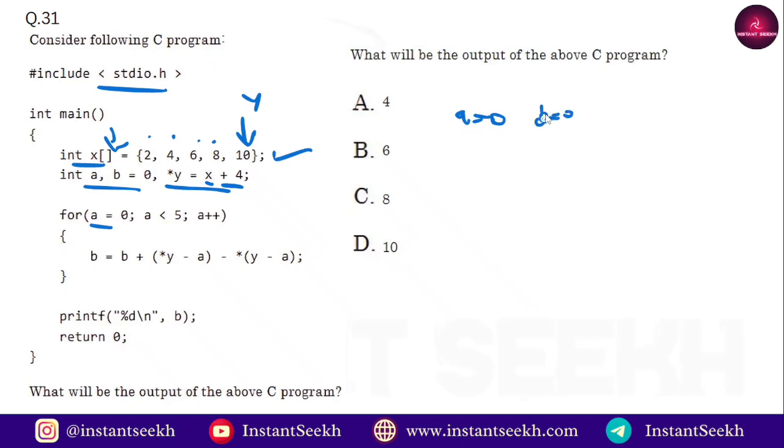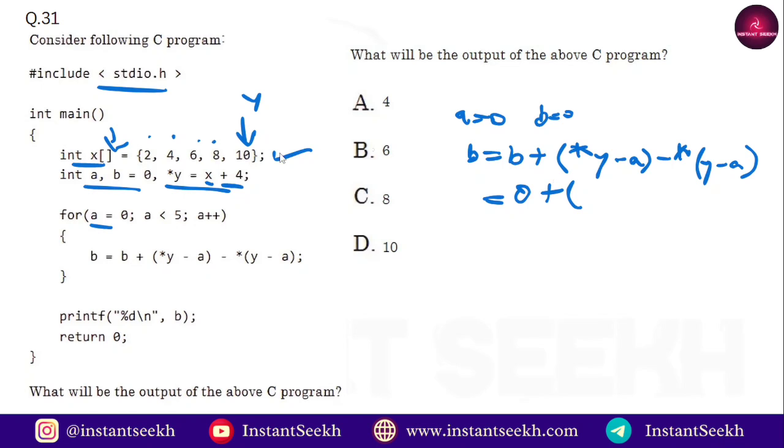First case, first iteration. So B equals B plus asterisk Y minus A, minus asterisk Y minus A. Okay, so we know B is 0. We know asterisk Y is referring to the value 10. So 10 minus A, what is the A value? 0, right? Now in this asterisk Y minus A, your Y is 10, A is 0.